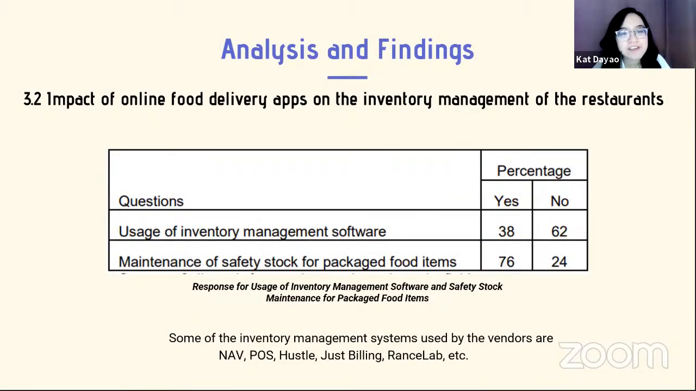On being asked whether the restaurateurs use any inventory management software, it was found that only 38% use inventory management software, whereas the rest, 62%, do not use any software, and they're still dependent upon the standard manual practices. Some of the inventory management systems used by the vendors are NEV, POS, Hustle, Just Billing, and Ranslab. Almost every one of the respondents, that is 76%, maintains safety stock for the packaged and processed food items in case of emergencies, and only 24% do not maintain any safety stock.